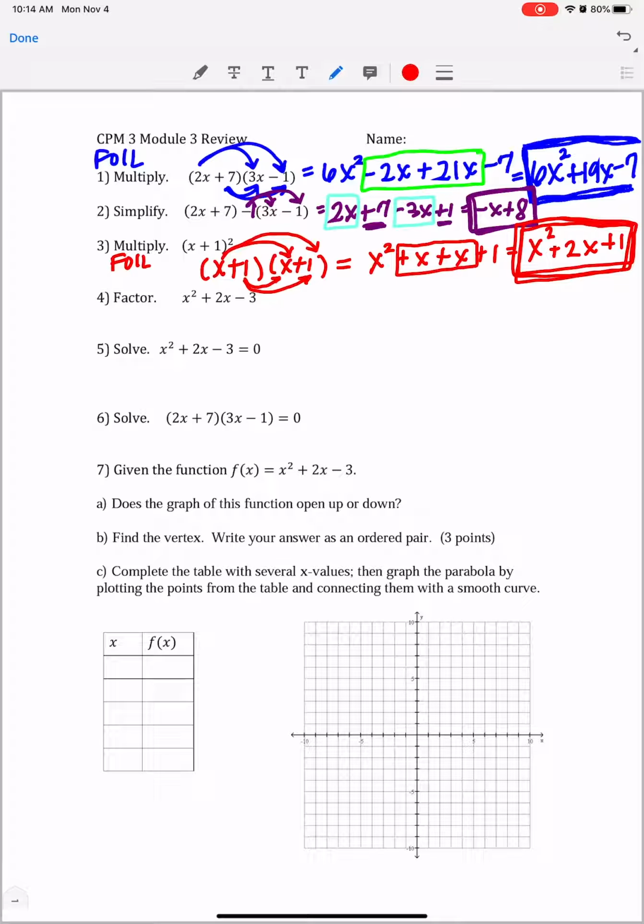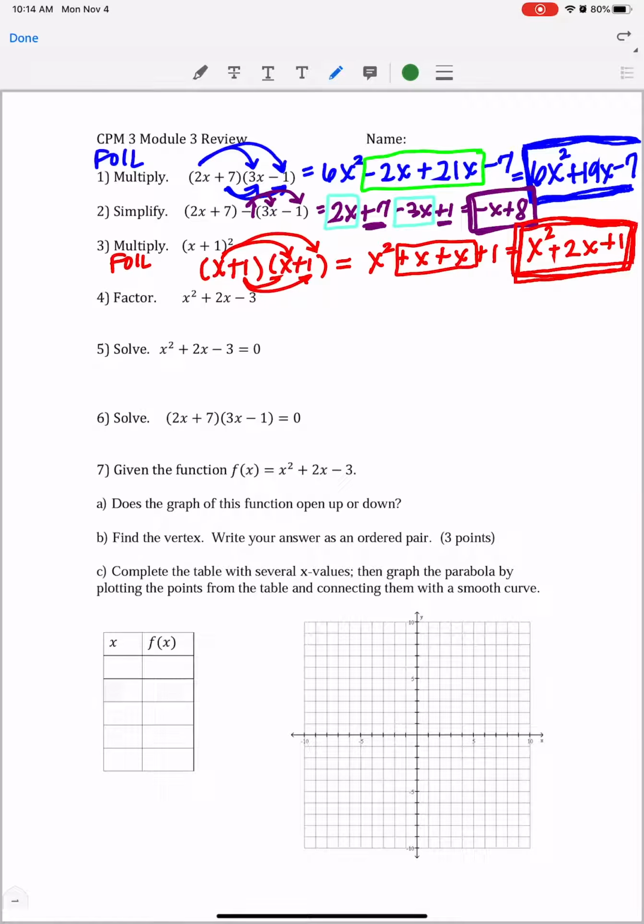Now number 4 says to factor, and number 5 says to solve. These two are very close to each other. You've got x squared plus 2x minus 3, and then x squared plus 2x minus 3 equals 0. When it says to factor, you are going to be left with your two binomials, right? So x plus a number, x minus a number, and then you have a number right here. When it says to solve, because it equals 0, now you need x equals some number and some number. And I know I'm going to have two answers there because that squared tells me I have two answers.